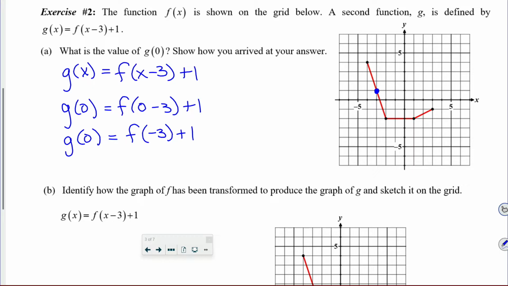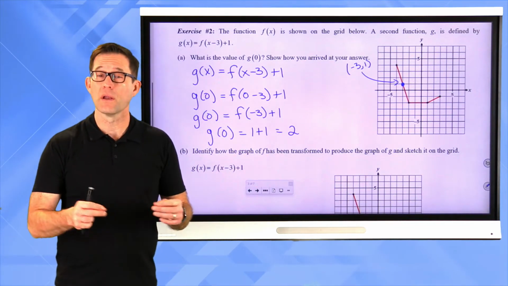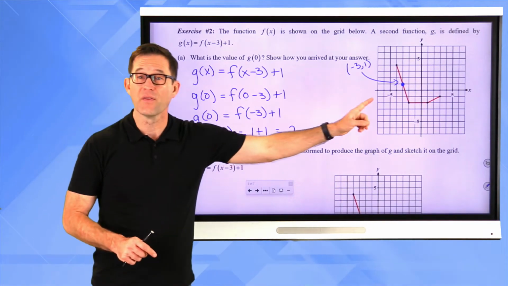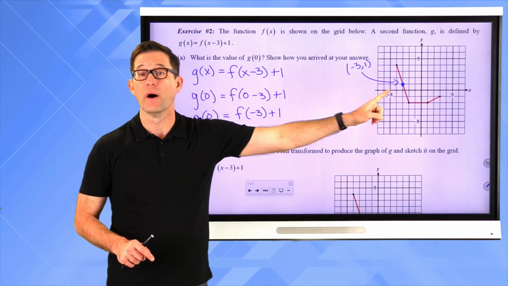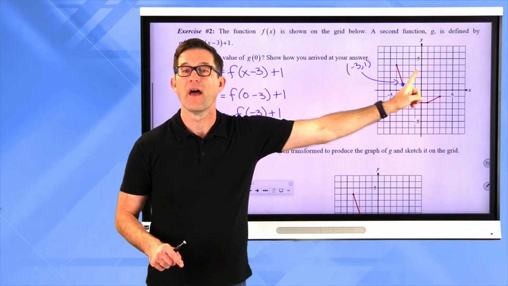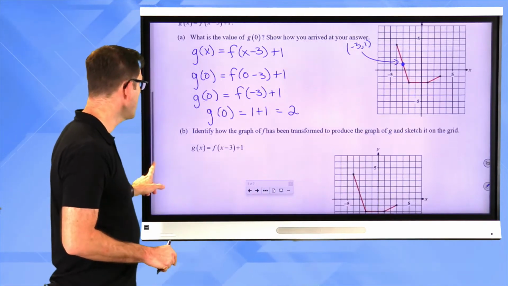Well, f of negative 3 is going to be gotten from this point. We know that we have negative 3 comma 1. So that means f of negative 3 is equal to 1, and that means that g of 0 is equal to 2. Of course, what that tells me is that the point 0 comma 2 will lie on the graph of g of x. And really what it's doing is taking this point at negative 3 comma 1 and shifting it 3 units to the right and up 1. That's what it's doing. So let's now take a look at letter B.